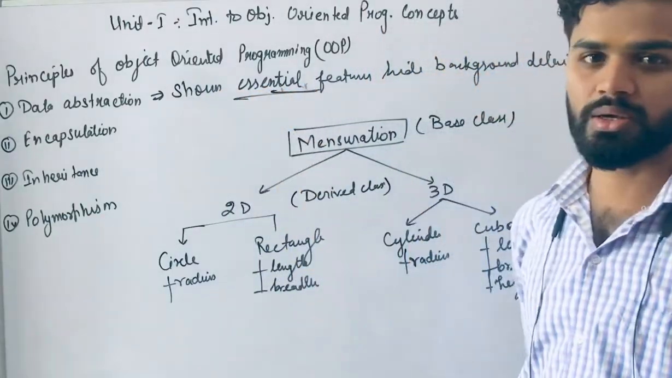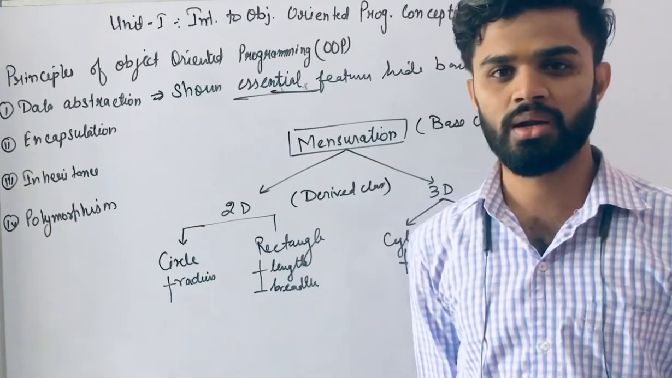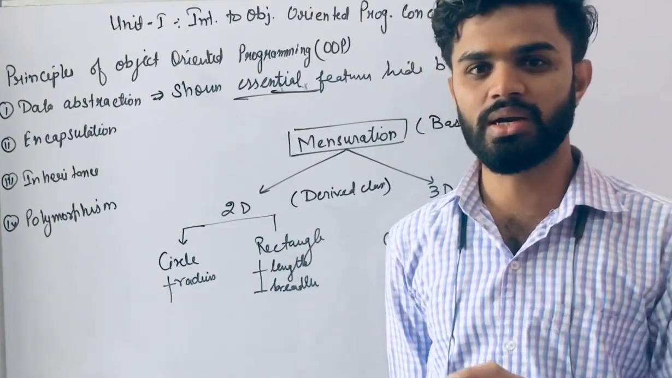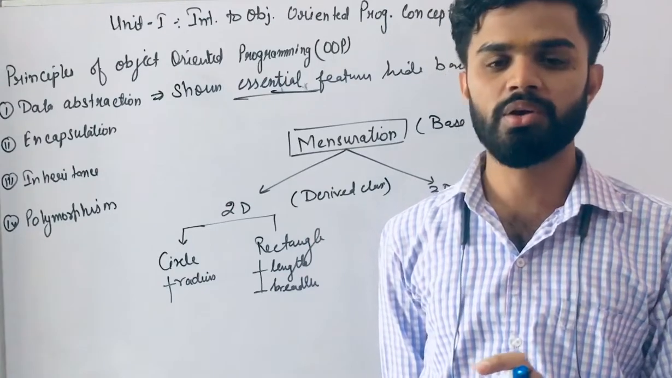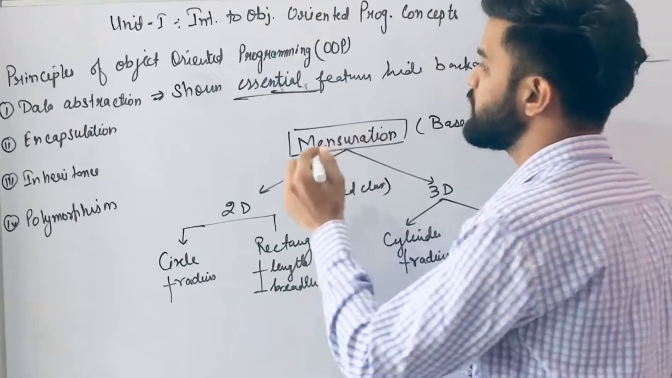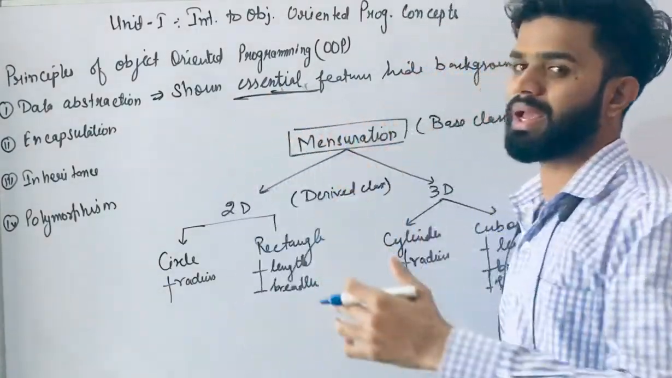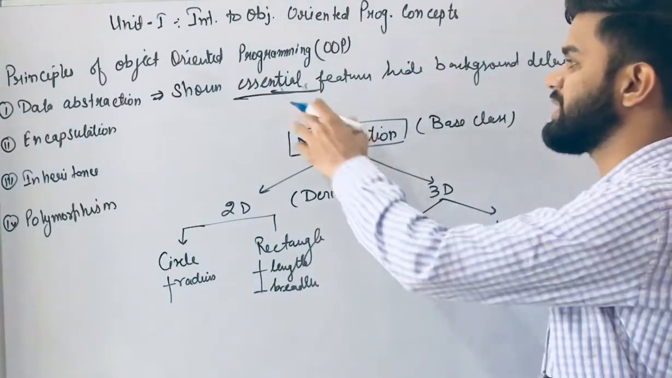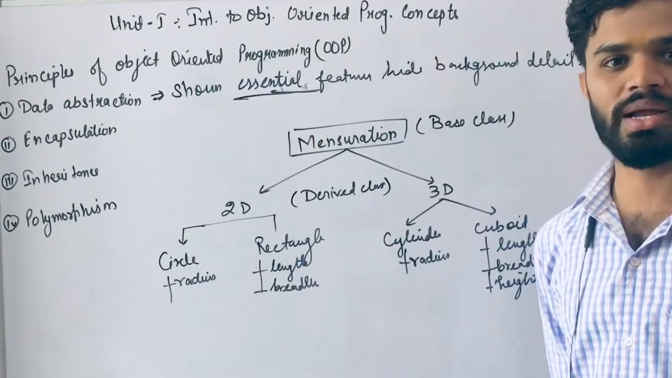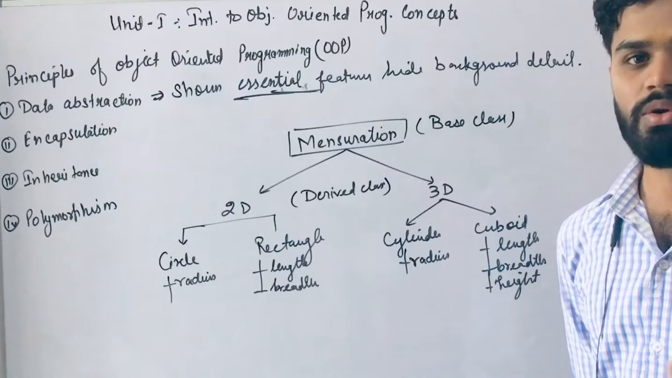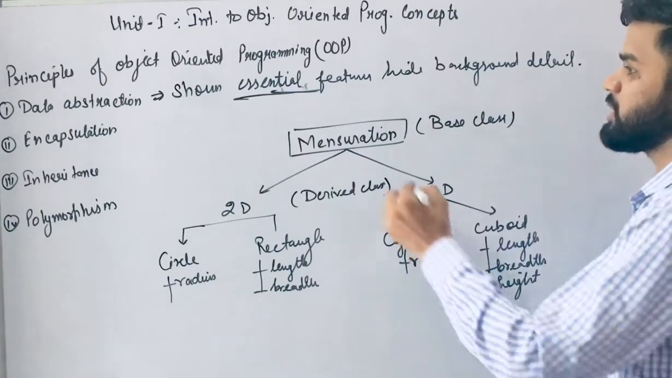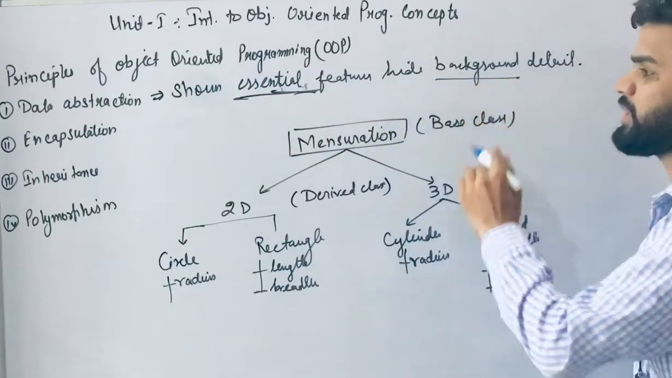Essential features are like if you are taking an example of a car. When we drive a car and use the brake or accelerator, it changes the speed of our car, but we don't know how these things happen. So brake and accelerator are the essential features shown in a car, but we don't know how these things are performed in a car. So it shows essential features and hides background details.